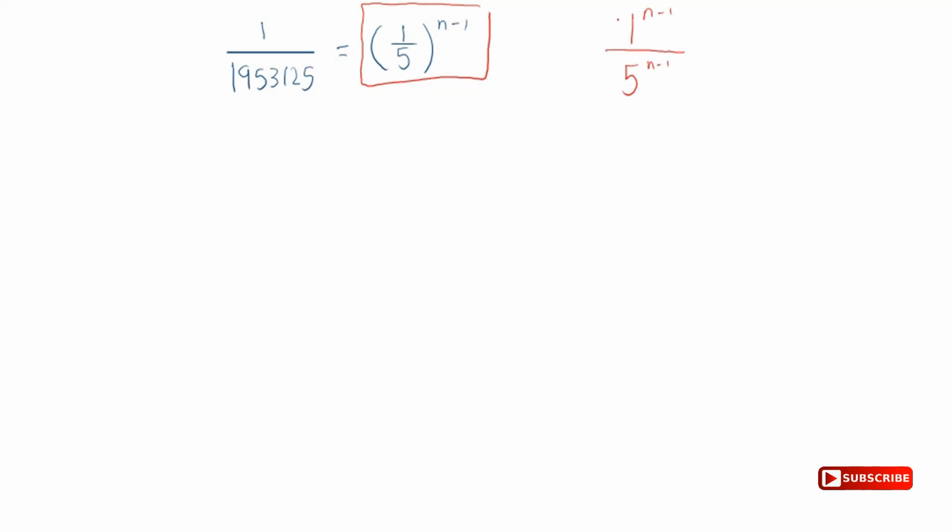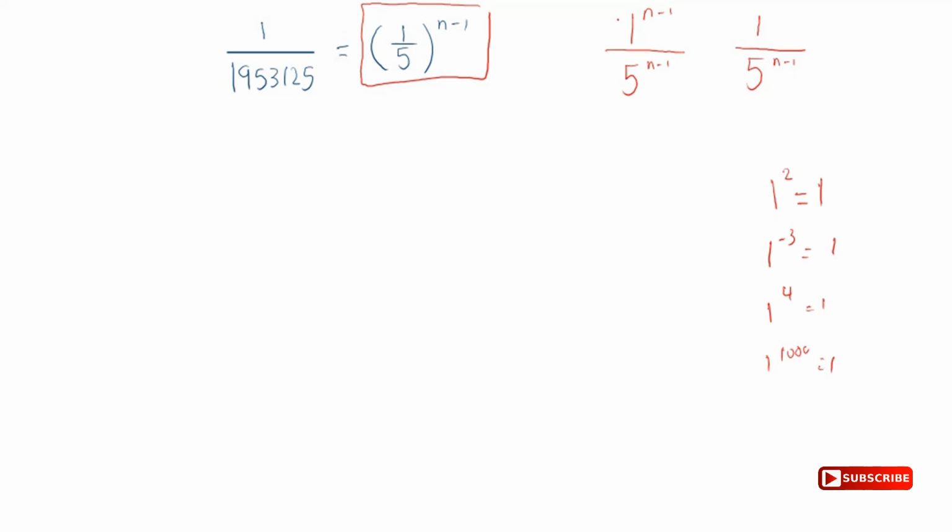Okay. And then guys, do we agree? 1 raised to the power of anything will always be 1. So we can leave that as 1 all over 5 to the power of n minus 1. If you take 1 and you raise it to the power of 2, you get 1. If you raise it to the power of 3, you get 1. 1 raised to the power of negative 3 is still 1. 1 raised to the power of 4 is still 1. 1 raised to the power of 1,000 is still 1, right? So 1 raised to the power of anything is always going to be 1.